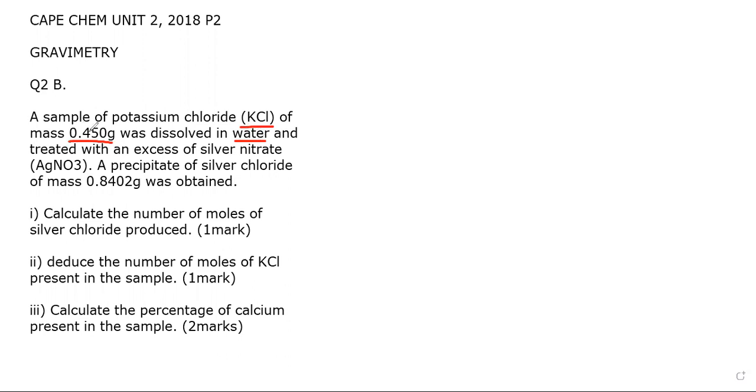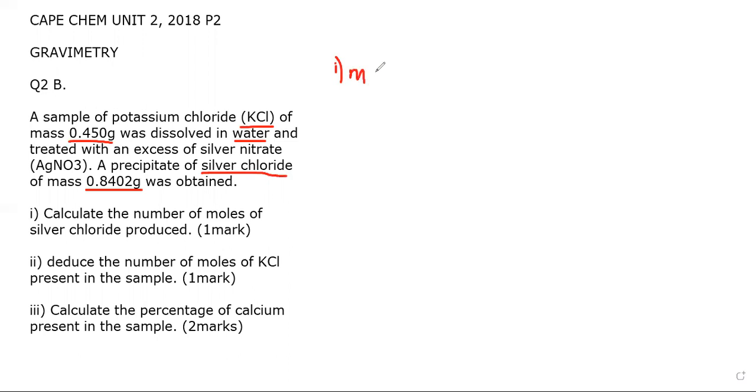So you dissolve the 0.45 gram sample in water, and we treat it with excess silver nitrate, and the precipitate of silver chloride was obtained. And as usual, we will always get a mass for the precipitate. So the first question they ask us is to calculate the moles of silver chloride, which is the mole of precipitate. So step one in our calculation is to get the mole of precipitate.